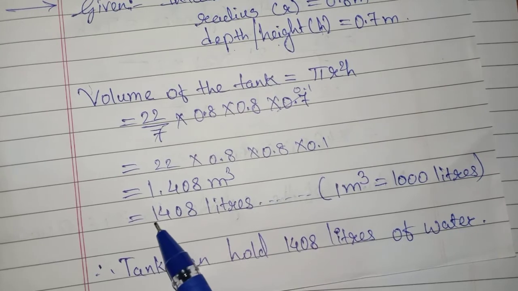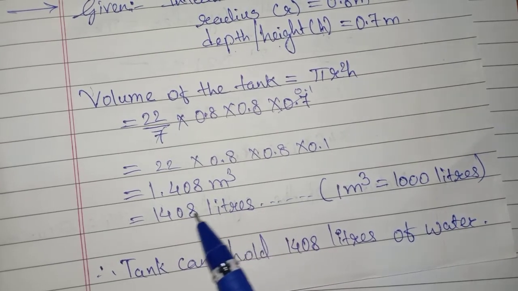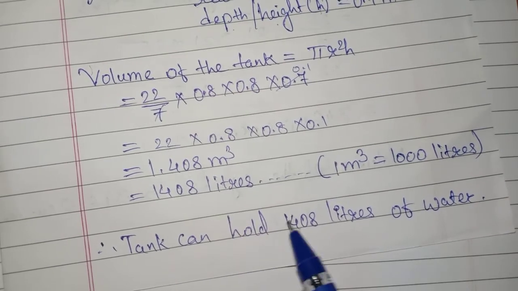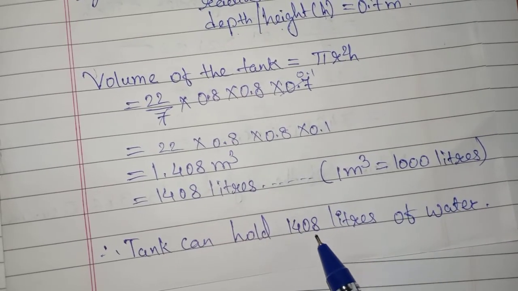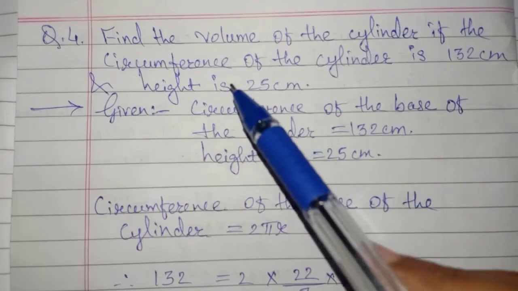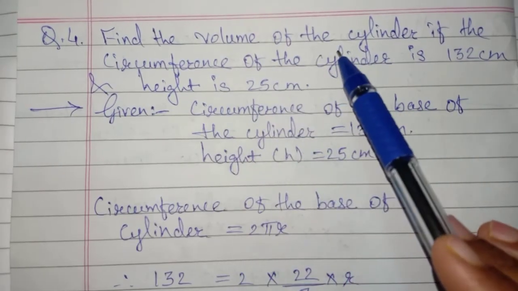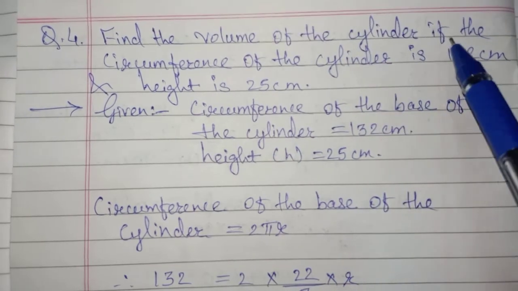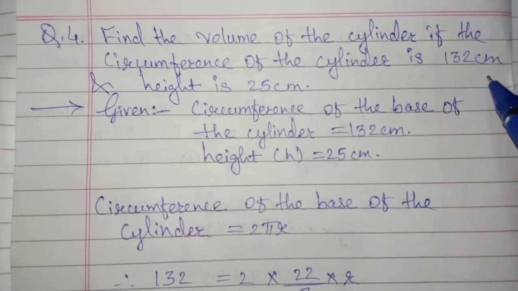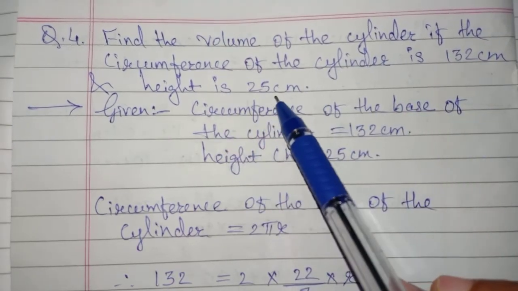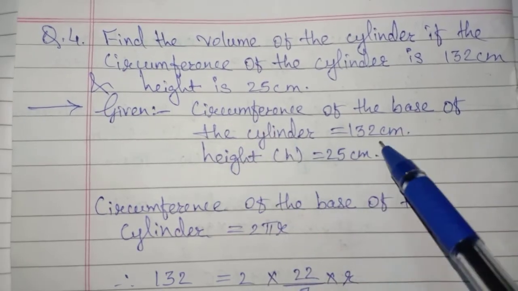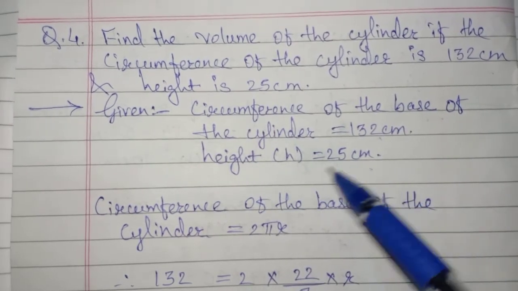So you will get the answer 1408 liters. Therefore the tank can hold 1408 liters of water. Now question number 4. Find the volume of the cylinder if the circumference of the cylinder is 132 centimeters and height is 25 centimeters. Now given things, circumference you have to write, height you have to write.